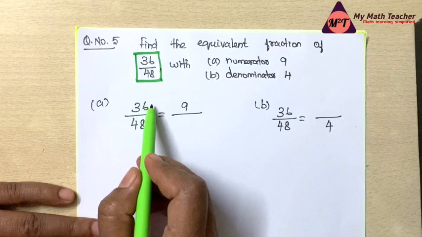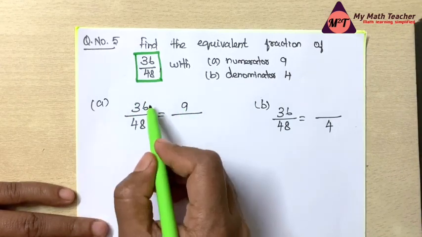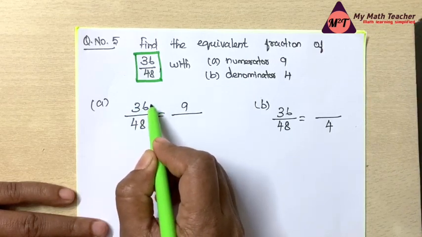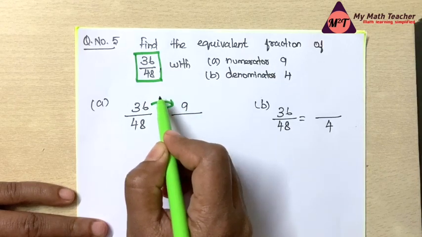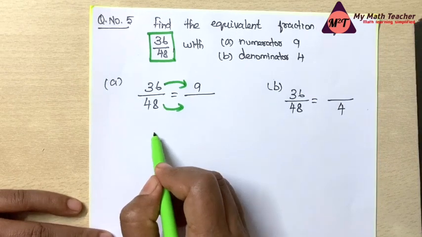Now what will be the equivalent denominator? Here you can see 36 is a greater number whereas 9 is a smaller number. Here we should not multiply. Instead, what you have to do? You have to make it small. So you have to divide it. Divide by which number? That is what we have to find. Let us do the actual division.